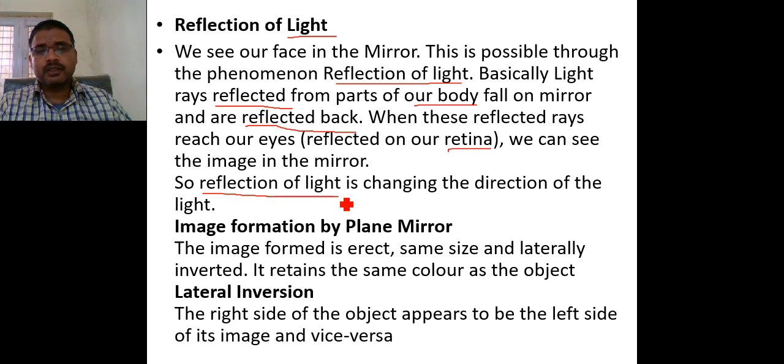Whenever any object is kept in the path of rays coming from the source, if that material is a reflecting object, then from that material the rays are reflected. Image formation by a plane mirror. The image formed is erect. We are going to talk about the same size. We also talk about what lateral inversion is. These things we are also going to talk about.